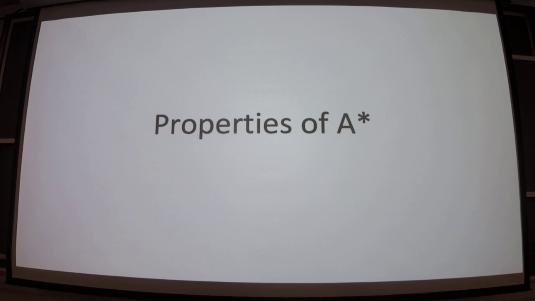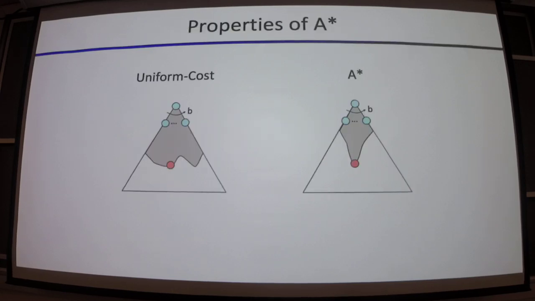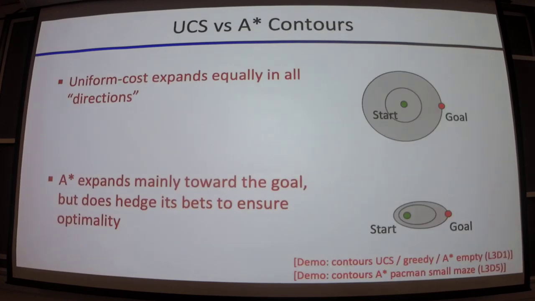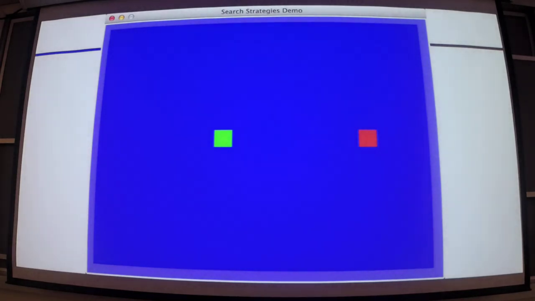Let's talk about the properties of A star. From a cartoon intuition sense, uniform cost is expanding in all directions in cost space without any notion of where the goal is. But A star has this notion, this guess of where the goal might be, and it hones in on that, guiding the direction that you're taking in the search. So pictorially, that might look something like this, whereas uniform cost is expanding in this sphere. A star expands toward the goal, but hedges its bets depending on the specific costs by moving in various directions.